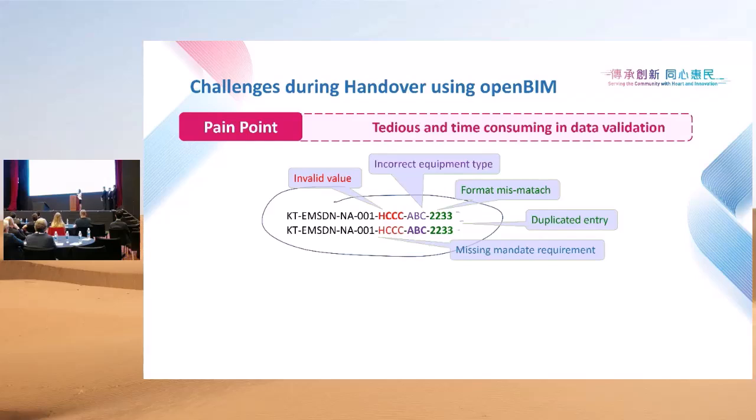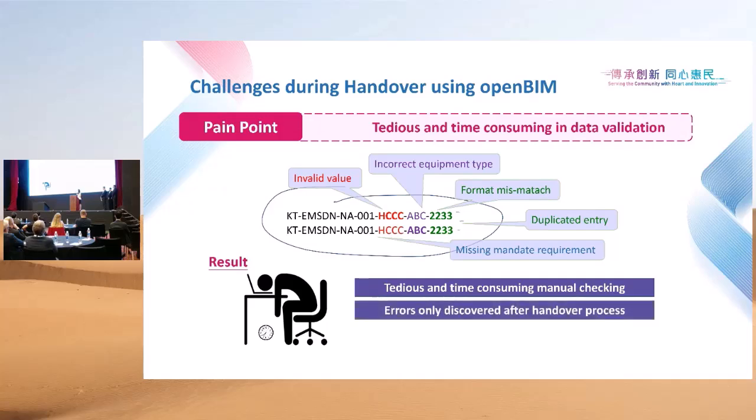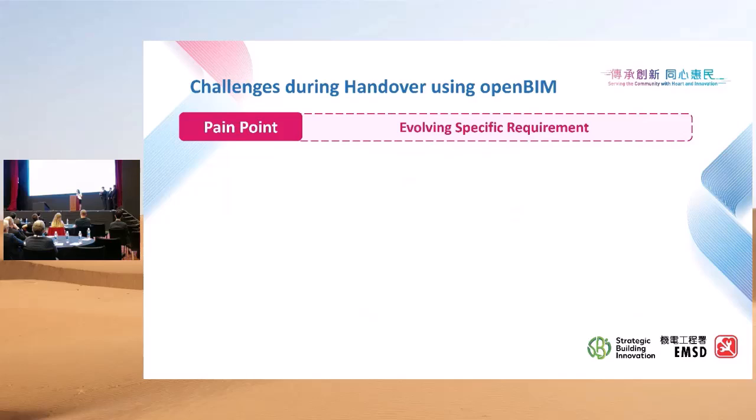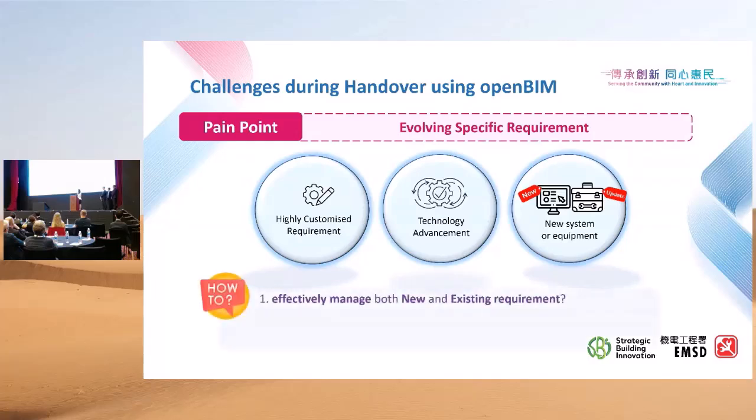Even if they can manage to generate an IFC file with a complete set of objects, they still have to undergo a tedious process in identifying and rectifying all the different types of errors found in the model, which are mostly caused by human input error. And very often these errors could only be discovered after the handover process. What makes it worse is these erroneous data hindered our future system integration. So with our experiences in the E&M industry, we have developed highly customized requirements in order to facilitate the handover process. However, as technology advances, there are always new systems and new equipment. So when all these new requirements arise, how can EMSD manage both the new and the existing equipment effectively?